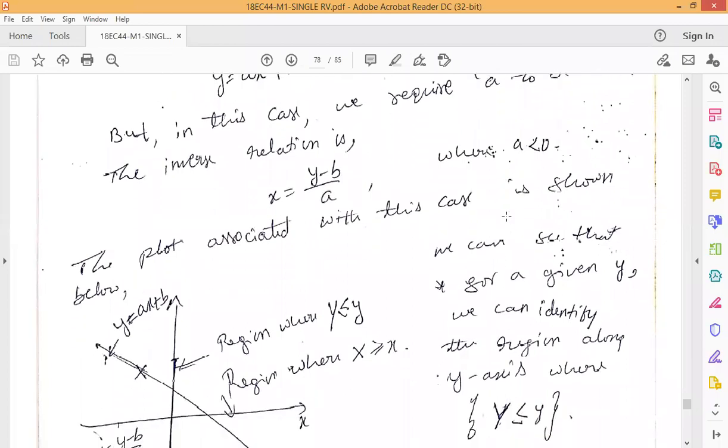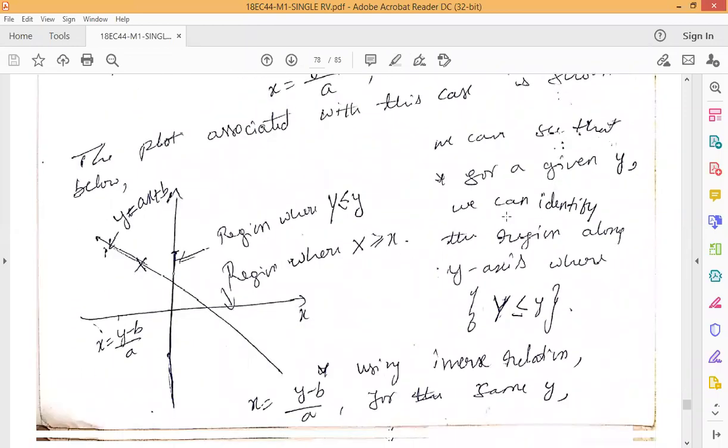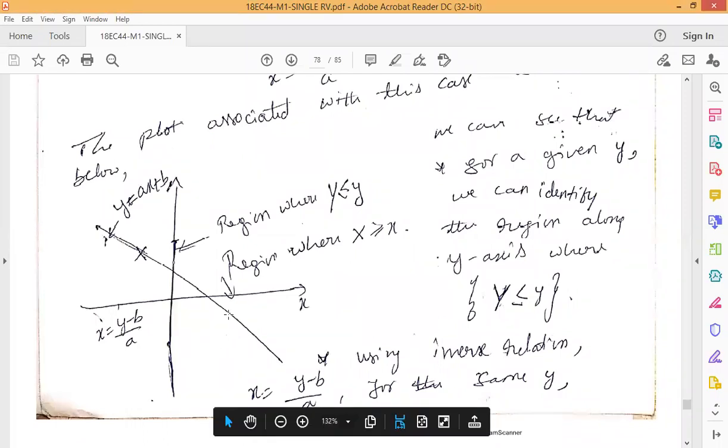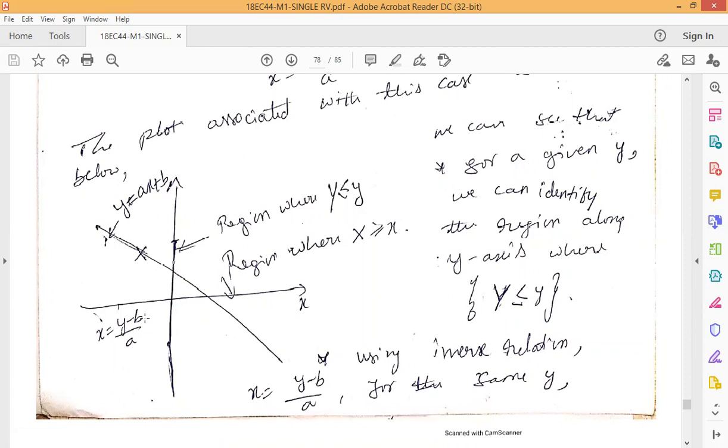So for this, whenever a is a negative constant, the slope will be reversed. So here it will be like this. Suppose you are given the value of y, then we will be able to identify the region along the y axis for y less than or equal to y, and for the same values of y, we will be able to identify the region along the x axis.